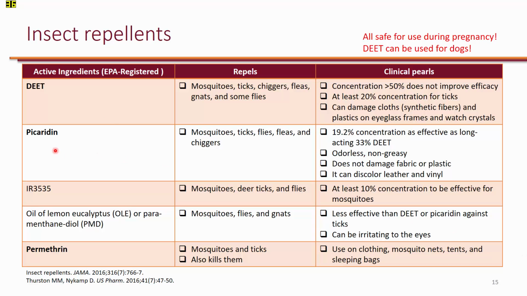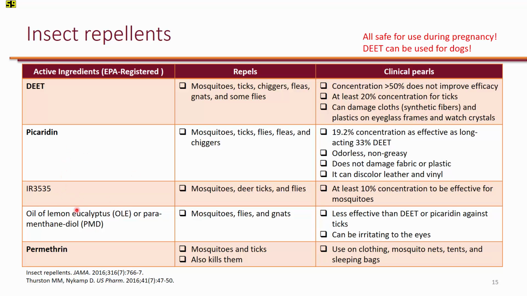Now, picaridin also repels mosquitoes and ticks. A concentration of 19.2% is as effective as long-acting 33% DEET. It is odorless and non-greasy. DEET can be greasy, so that's something that patients may complain about. So if they do, you can switch to picaridin, which is non-greasy. It does not damage fabric or plastic, though it can discolor leather and vinyls.